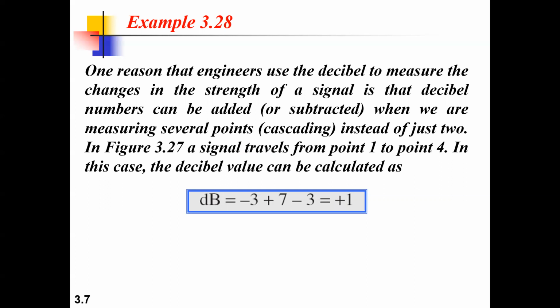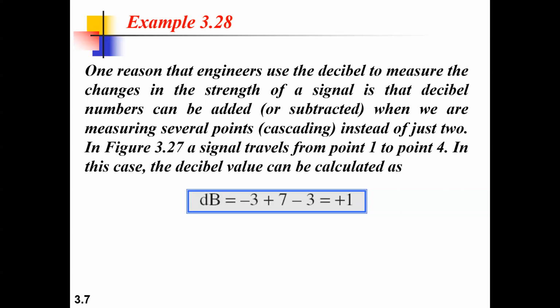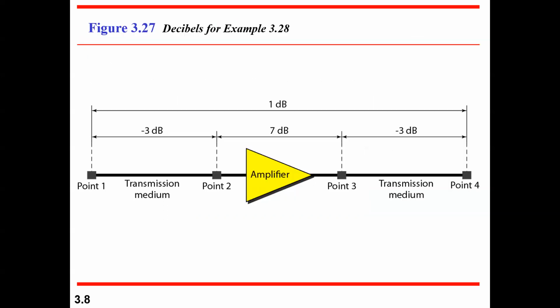One reason that engineers use the decibel to measure the changes in the strength of a signal is that decibel numbers can be added or subtracted. So when we are measuring several points cascading instead of just two, as the figure here shows, a signal travels from point 1 to point 4. In this case, the decibel value can be calculated.